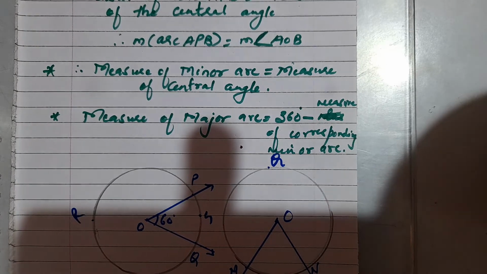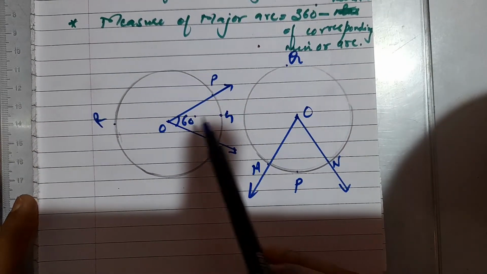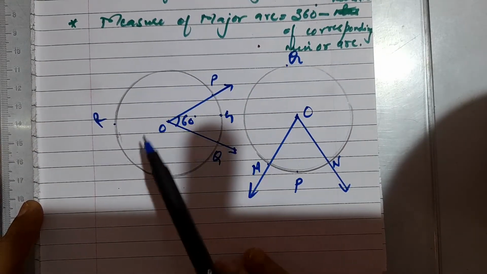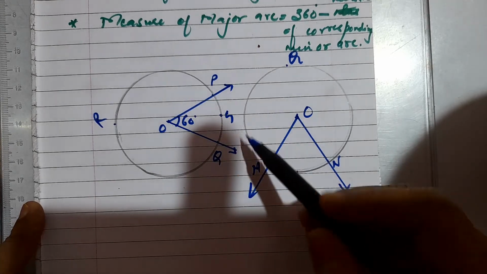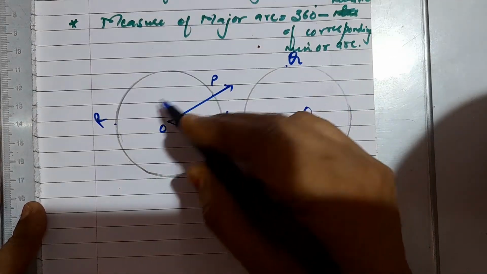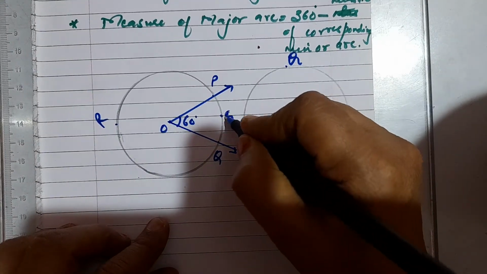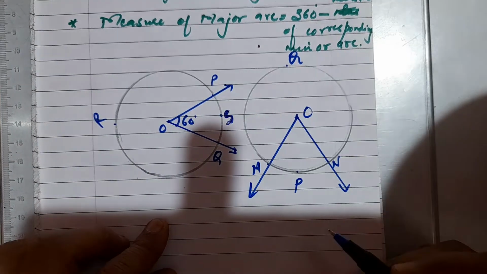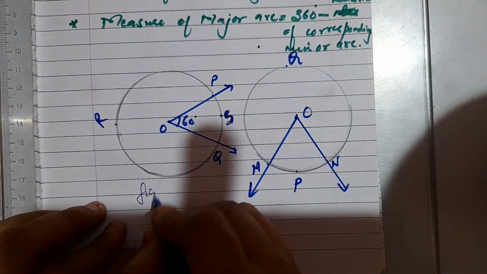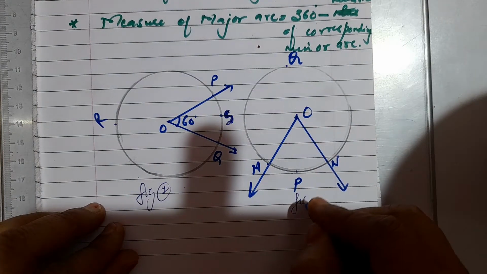So now here I have drawn two figures. Now see children, look at this first figure. Here you can see I have written the point, this is your S. Now consider this figure 1. This is your figure 1 and this is your figure 2.